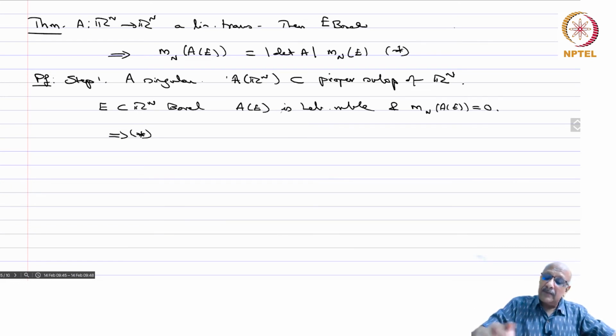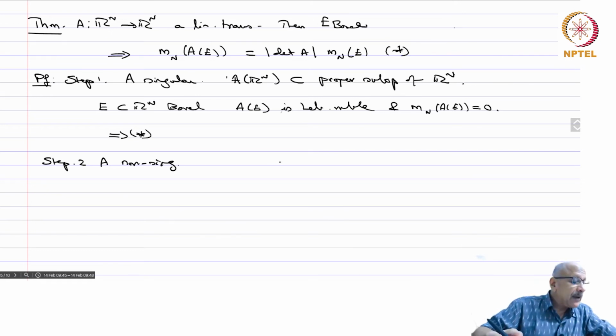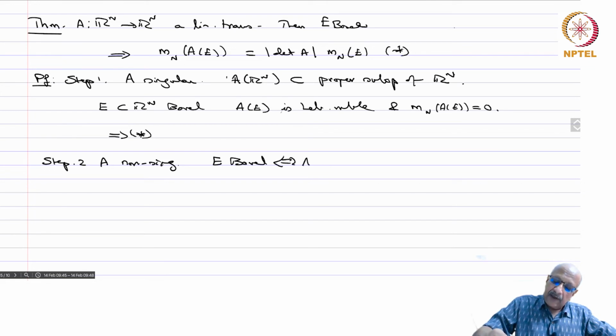So in this case, AE may be a Lebesgue measurable set. I am not saying it is a Borel measurable set. That's why I erased that portion. Step 2. So now we assume that A is non-singular. Then it becomes a homeomorphism. Therefore, E is Borel if and only if AE is Borel, by the lemma. And you define nu of E as Mn of AE.